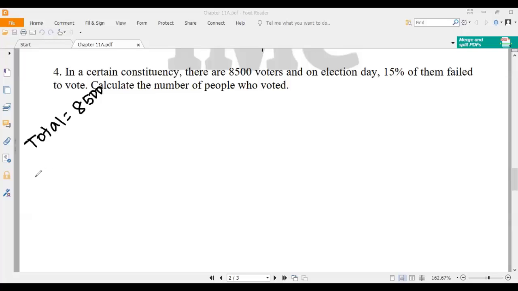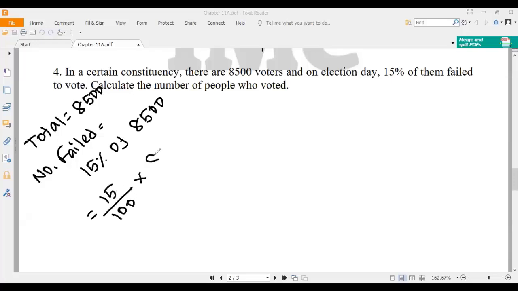So the number of voters who failed to vote will be 15% of 8,500. 15% means 15 by 100, multiplying 8,500. So here 8,500 by 100 will be 85. Now multiply 85 by 15. After multiplying 85 by 15, we will get 1,275 voters. So this number of voters actually failed to vote.